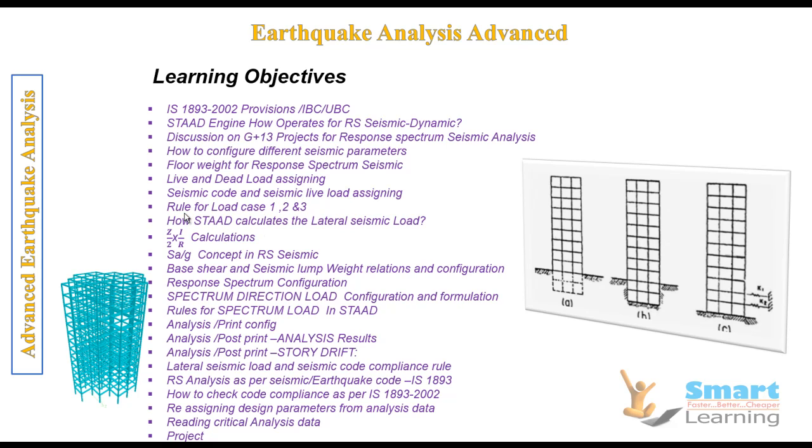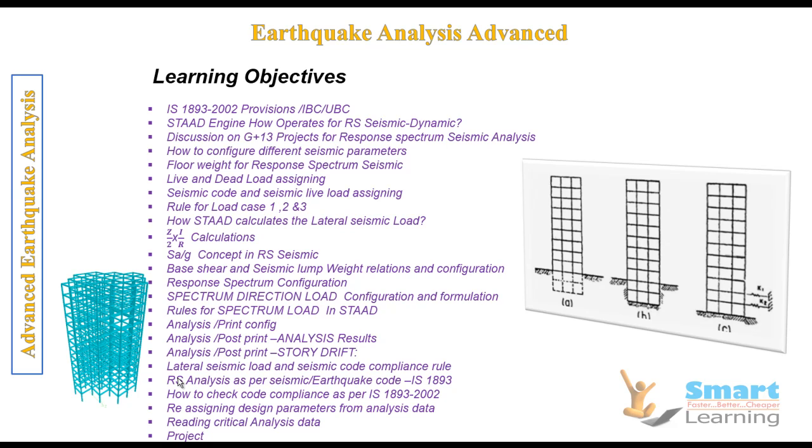We'll discuss the seismic code factors and seismic live load assigning, and different rules for defining the load cases. We'll look at how STAAD calculates the lateral seismic load, the Z by 2 into I by R calculations for applying over the structure, and how STAAD calculates the Sa by g factor, base shear, and the seismic lump weight relation and configuration. Then the response spectrum configuration over the project, spectrum direction load configuration, and rules for applying spectrum load in STAAD.